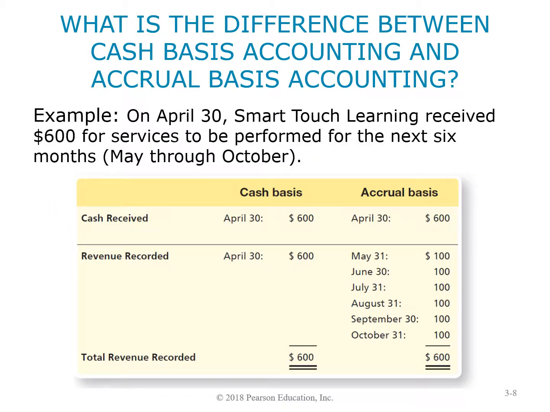Okay, on April 30th, Smart Touch Learning received $600 for services to be performed for the next 6 months. If you were cash basis, you would show all that up front as revenue. But in actuality, you haven't earned it. Under accrual basis, you would still record all of it in cash, but you would record it as a liability. And then you would record it as revenue over the next 6 months as you earned it, so that each month shows the actual earning that you did.